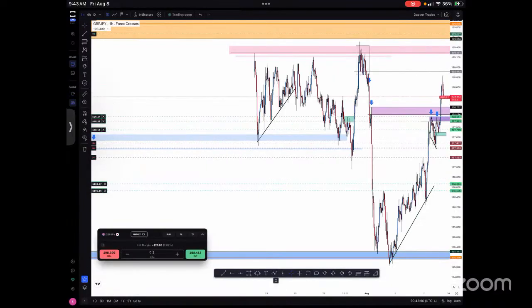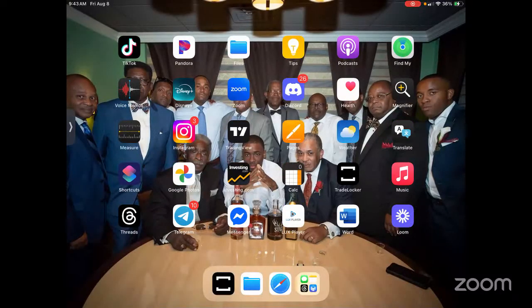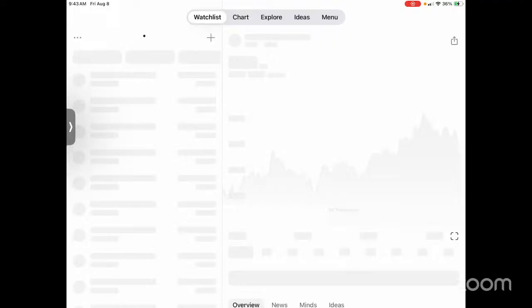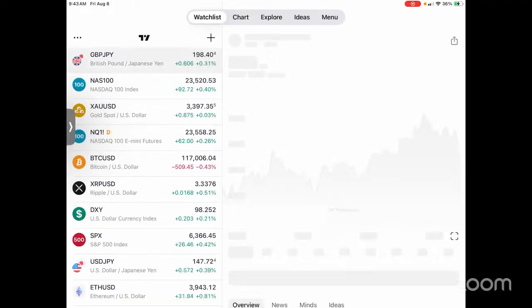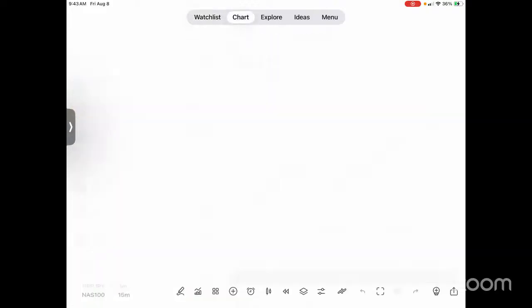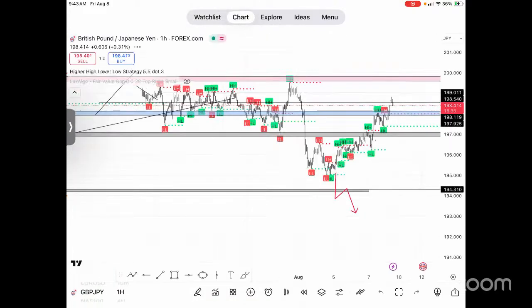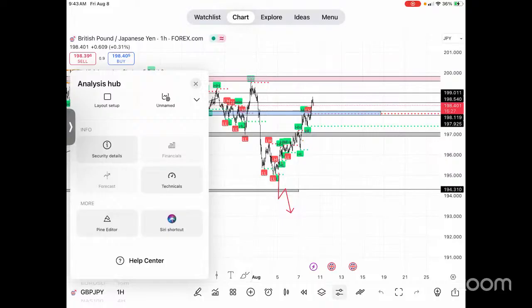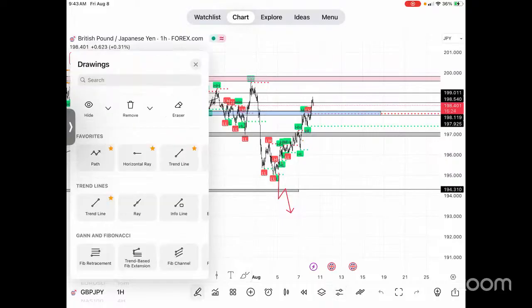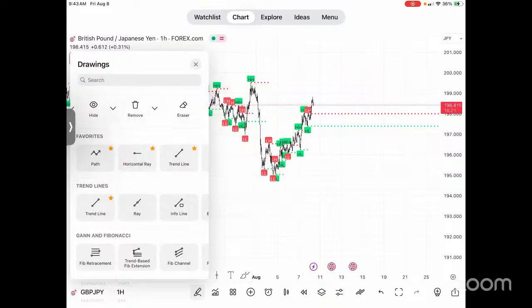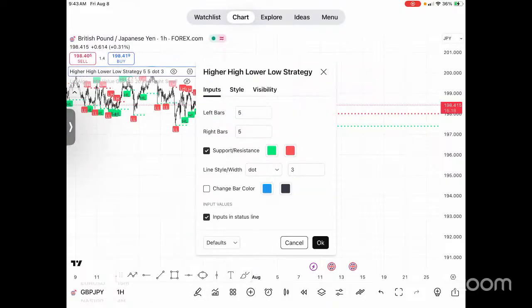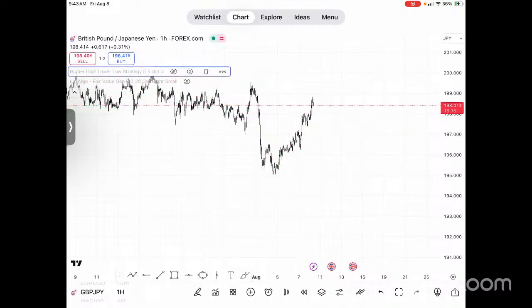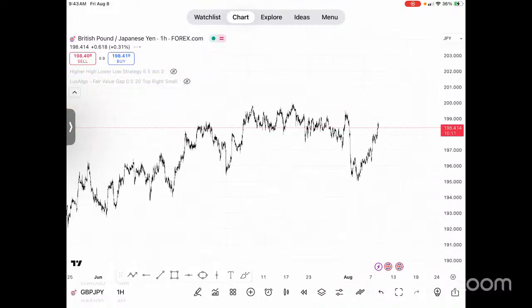I'm sorry, let me go. I'm gonna pull up TradingView. For some reason my TradeLocker app wants to act funny. So all right, let's go to the GJ chart. Let's get rid of all of this junk on the chart. Remove all drawings. I'm gonna hide this indicator. And we're just gonna look to the left.